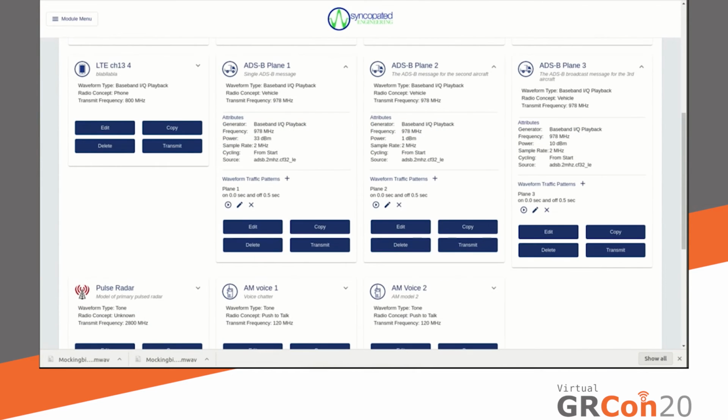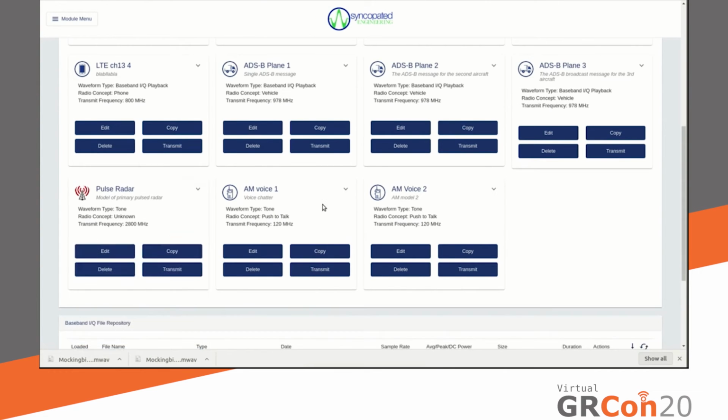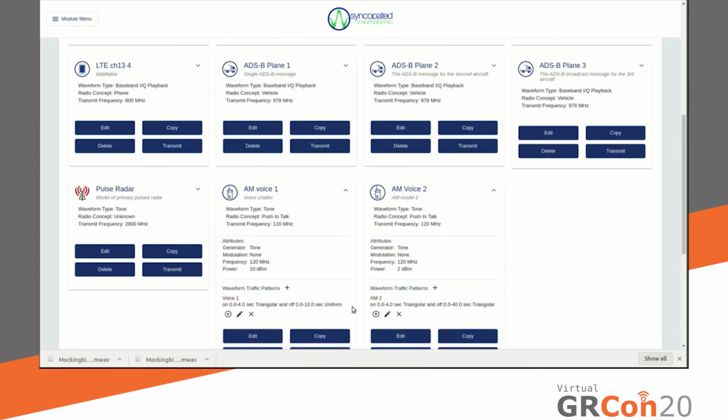For this demonstration, each plane will only be sending a single message twice per second. We have a pulsed radar at 2.8 gigahertz running at 5 times per second to model the primary surveillance radar. We are pulsing our internal sine wave generator for demonstration purposes here. Ideally, we would load a custom baseband IQ representing a sweep or add a new radar generator to Mockingbird. Finally, we have 2 AM voice signals at 120 megahertz to represent the aperiodic communication between aircraft and the tower, both with a different pattern of life.